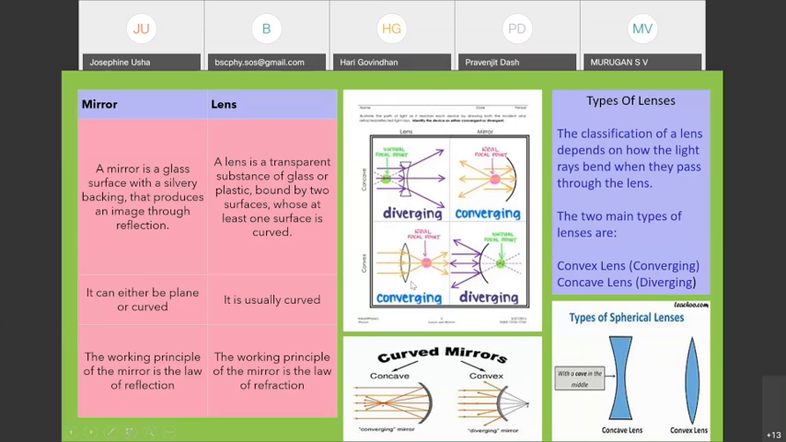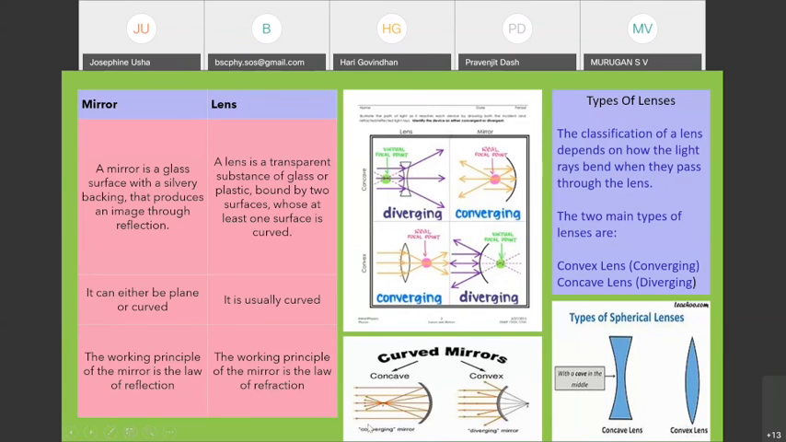Similarly, come to the convex lens. It is just opposite to the convex mirror. So here, instead of a virtual image, I'm getting a real image. And then instead of diverging the light ray, here it is used to converge the light ray. Is it clear, all of you?